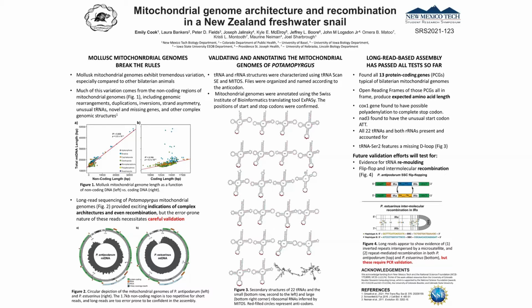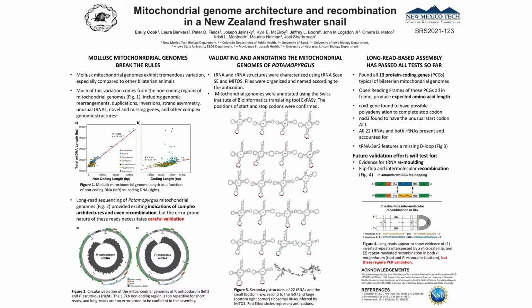Going through all that, I was able to find all 13 protein coding genes and their open reading frames to produce the expected amino acid length. Specific interesting things that I found included the COX-1 gene having a possible polyadenylation, the NAD3 gene having the unusual start codon of ATT, and all 22 tRNAs were present and accounted for. And like I said, the serine tRNA had a missing D loop.